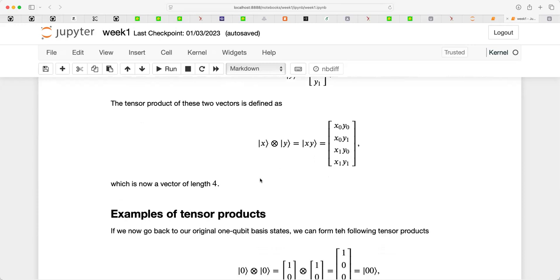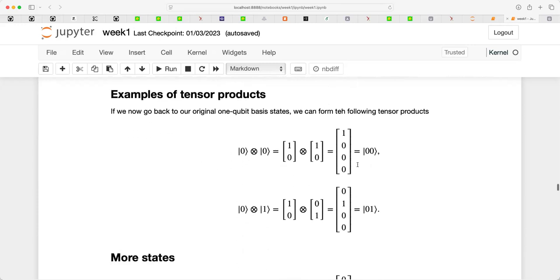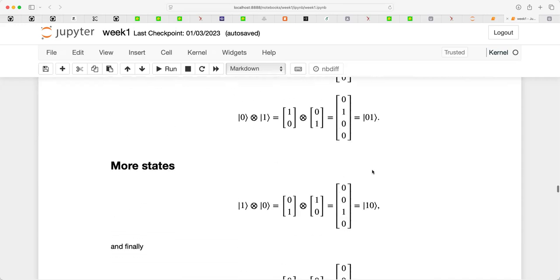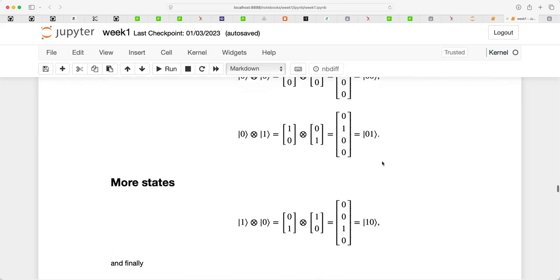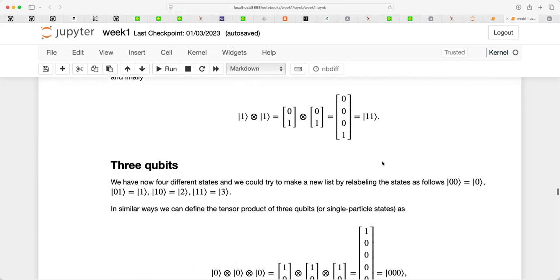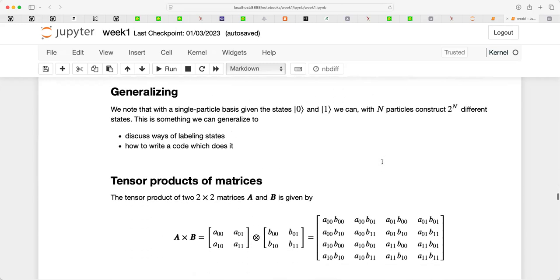So it's a vector of length 4. And then we have examples of tensor products, which you saw last time. And these are states which you can then make up. These are all orthogonal and normalized states. So you can use these 4 states here to make a new orthogonal and normalized basis, and then expand other states into that one. And as we said, you can make 3 qubits and more.